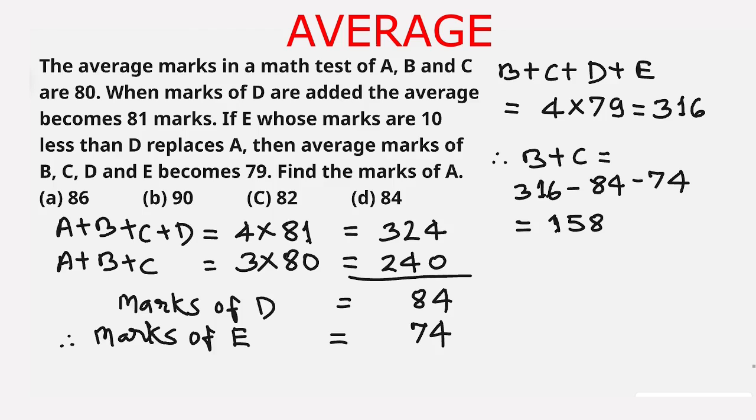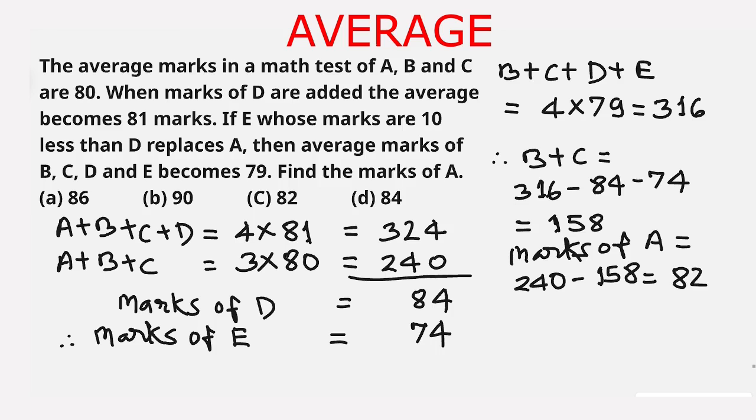Now we can easily find the marks of A. If we subtract the marks of B plus C from the marks of A plus B plus C, then we will be able to find the marks of A. As we know, the marks of A plus B plus C is 240. So marks of A equal to 240 minus 158. 240 minus 158 is 82 marks. And these are the marks of A. And from the given options, our answer is option C, 82 marks.